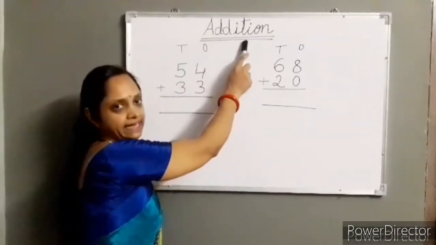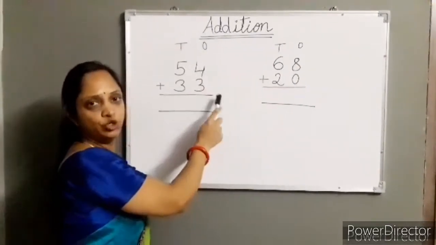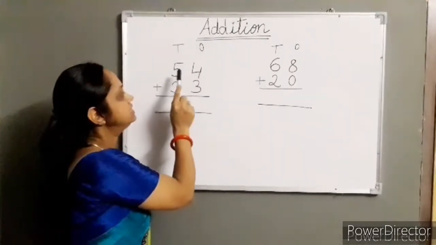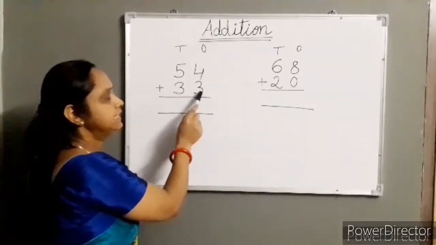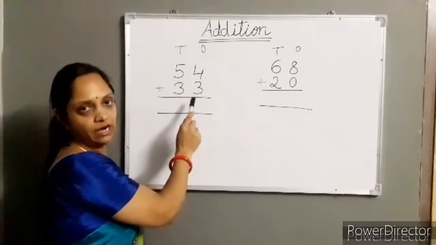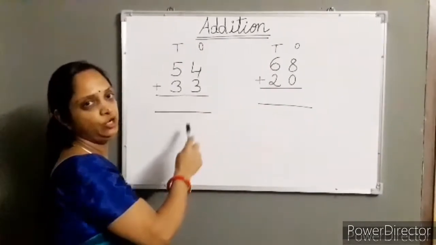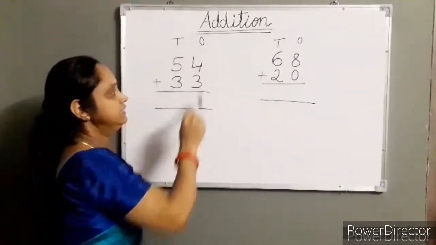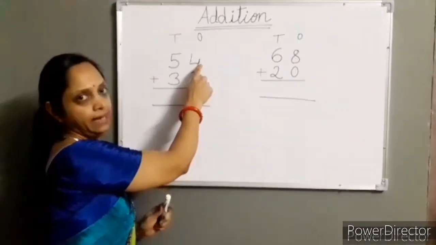Today we will do addition. Addition of two-digit numbers. So here is 54 plus 33. Now you will count on the finger and I will explain you how to count. We will add ones digit. First we will do from back.